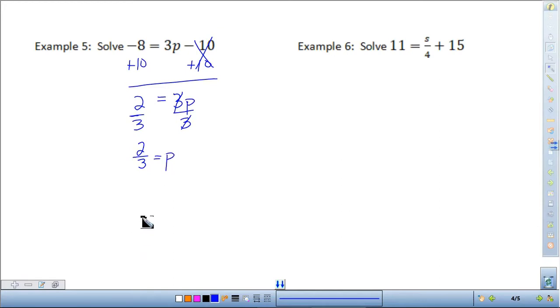And the other thing we want to do in the end, again, is we always want our variable on the left. So if you didn't use the symmetric property in the beginning of the equation, we want to now go ahead and use that and flip that around so that it says p equals 2/3.